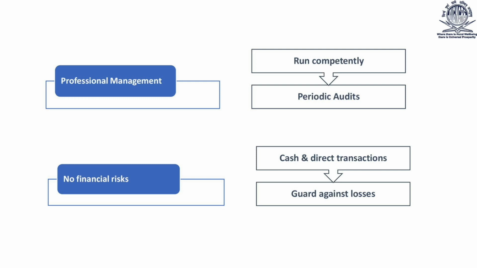In addition, there should also be professional management. All cooperatives must be run competently. Periodic audits should be carried out, and there should not be financial risks. Cash and direct transactions are the basic modes of operation of cooperatives, and cooperatives actually guard members against losses which they may otherwise face due to taking poor loans. Joining a cooperative minimizes financial risk.